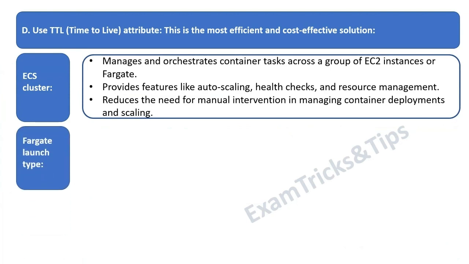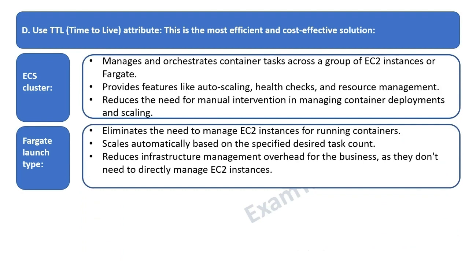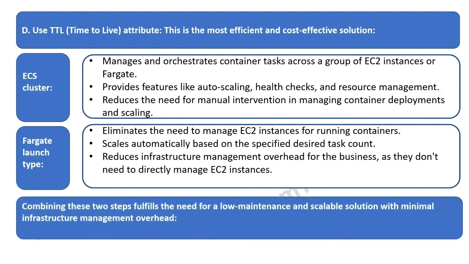The second one is your Fargate launch type. It eliminates the need to manage EC2 instances because now you're using a Fargate launch type. It scales automatically based on the specific desired task count. So auto scaling is great. It reduces infrastructure management overhead for the business as they don't need to directly manage any EC2 instance. So the launch type solves lots of the issues we have been asked to solve in this problem. Combining both the ECS cluster and Fargate launch type, you are basically going for a serverless, low maintenance and scalable solution. And that's our selected option.